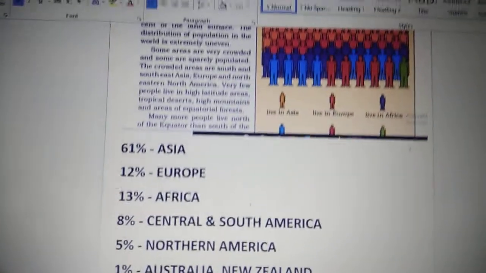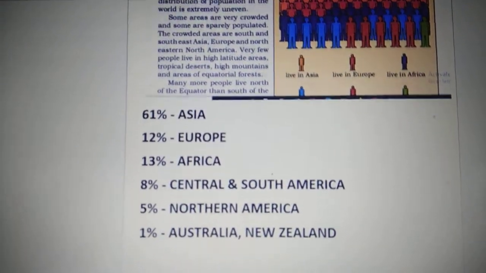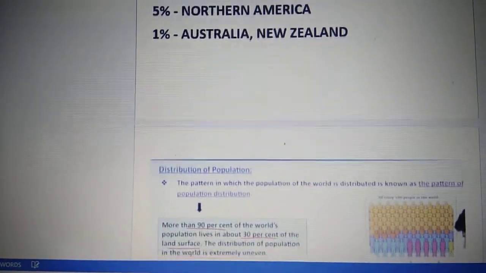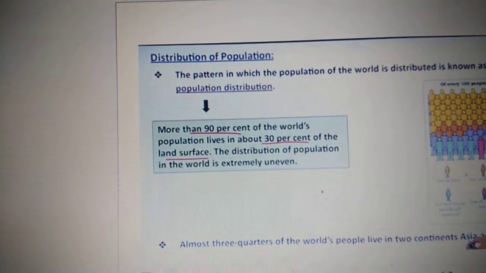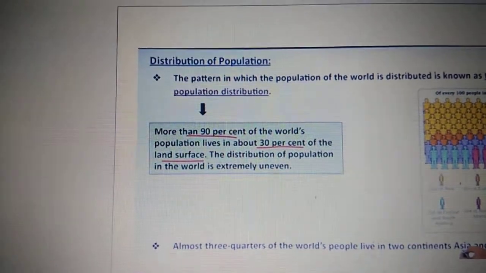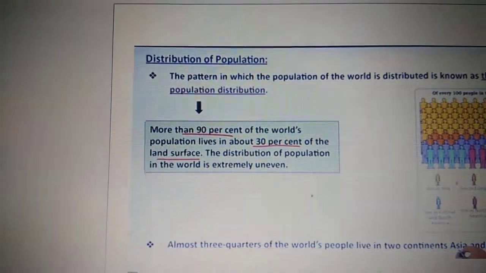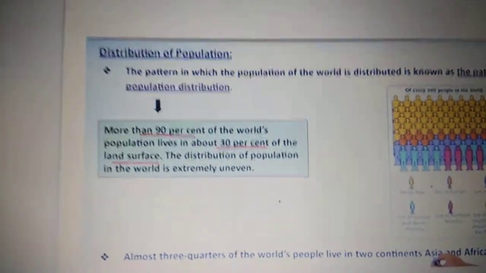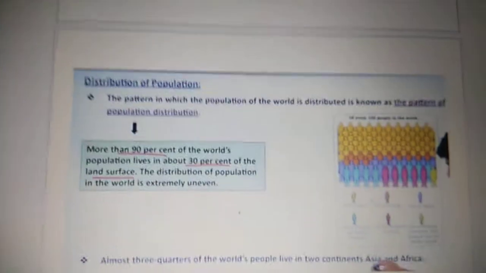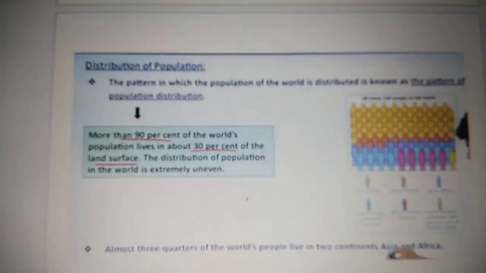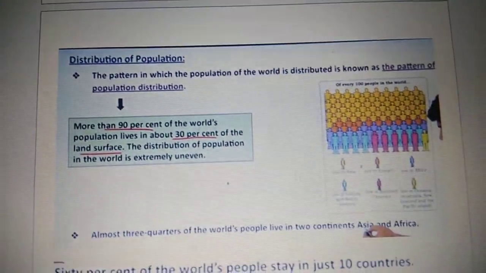Okay, so this population is not evenly distributed, and here you can see that more than 90% of the world's population lives in about 30% of the land surface. So you can see how the population is extremely unevenly distributed. Almost 3/4 of the world's population lives in two continents, Asia and Africa.